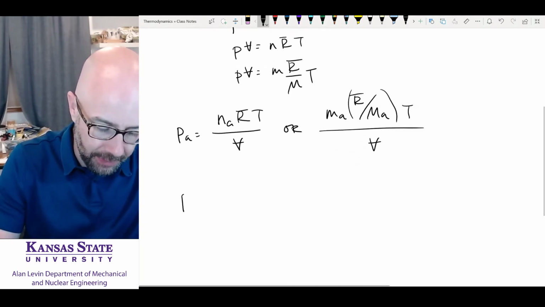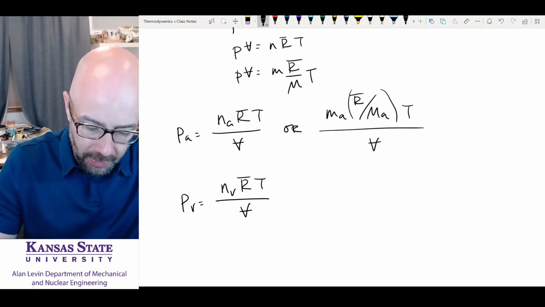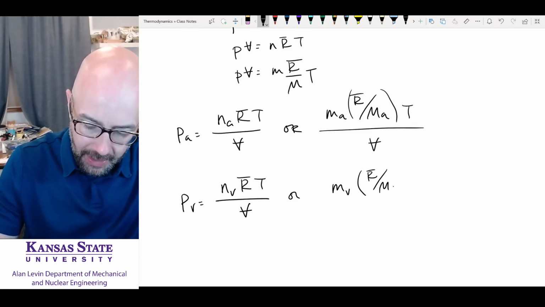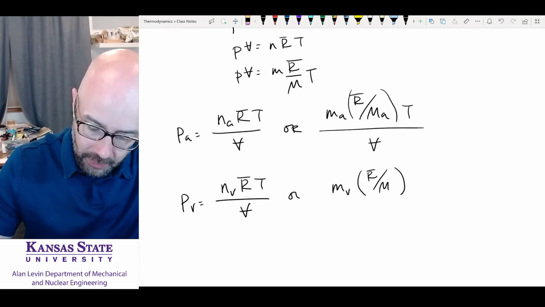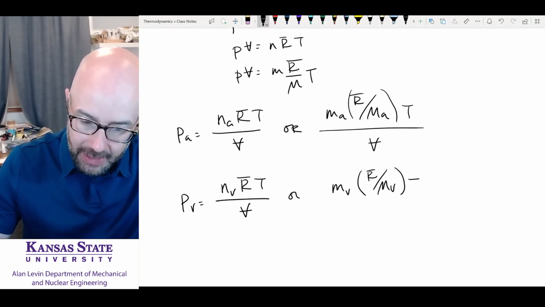And our partial pressure of water vapor is going to be equal to the number of moles of the vapor times R bar times temperature all over the volume, or it's going to be the mass of the vapor times R bar all over the molecular weight of the vapor times the temperature all over volume.